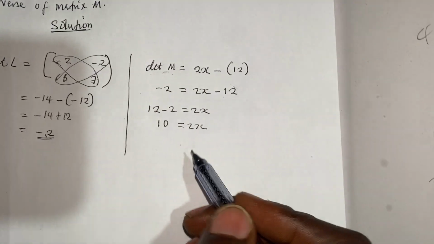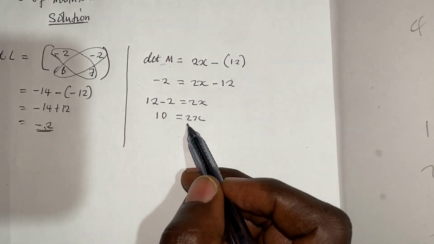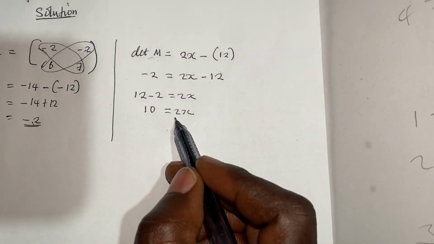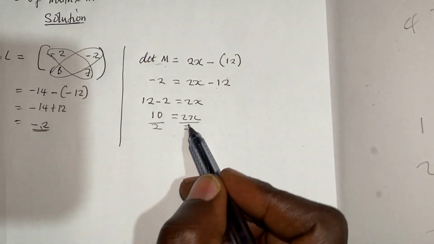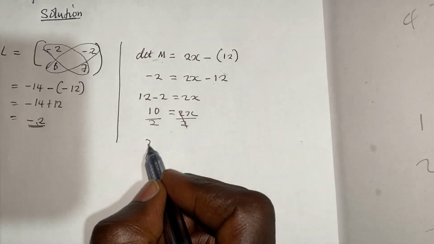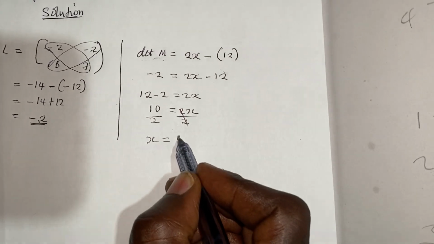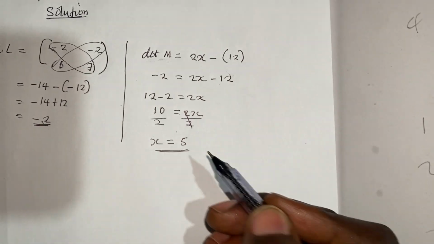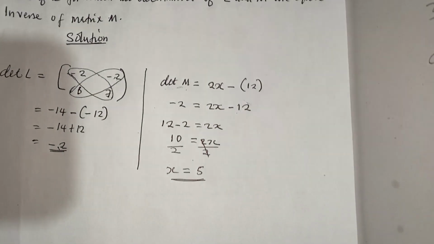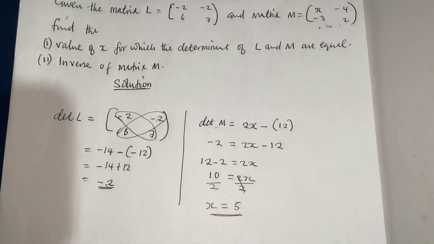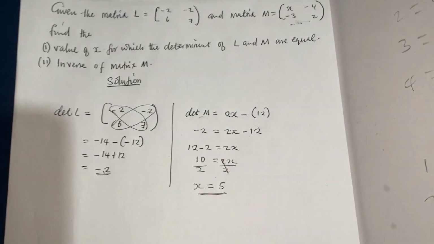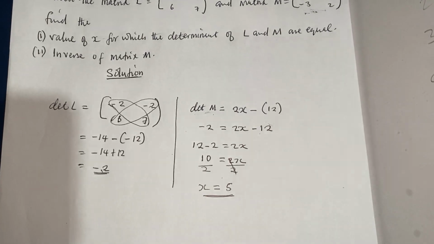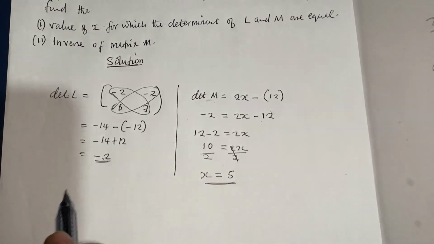From here, we can divide both sides by 2, so that we remain with x on this side. The 2s cancel, so x is equal to 5. So the value of x is equal to 5. That's how we can find the value of x. Then we go ahead and find the inverse of matrix M.